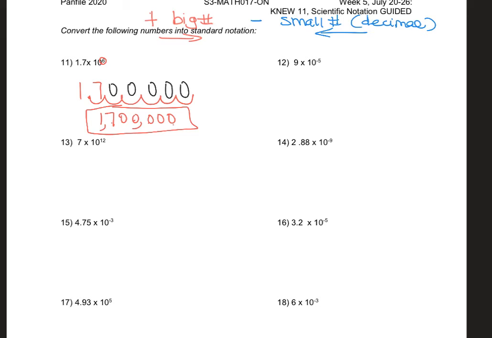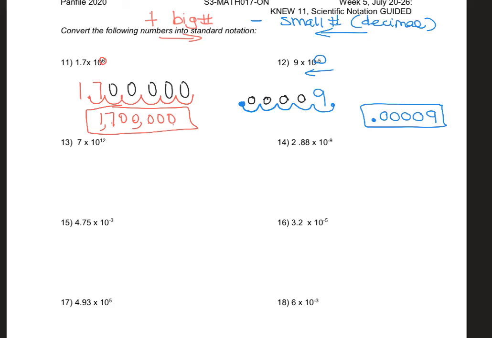Number 12, we have this negative 5, so I have 9. Now 9, remember where the decimal is. The decimal is here after the number. So if we're moving 5 and it's negative, that means we're moving to the left. So I have to basically get the 9 out of the way. So I have to move 1, 2, 3, 4, 5, and my decimal will be here. If I fill in the zeros, my answer ends up being 0.00009. So it's 4 zeros and then a 9.